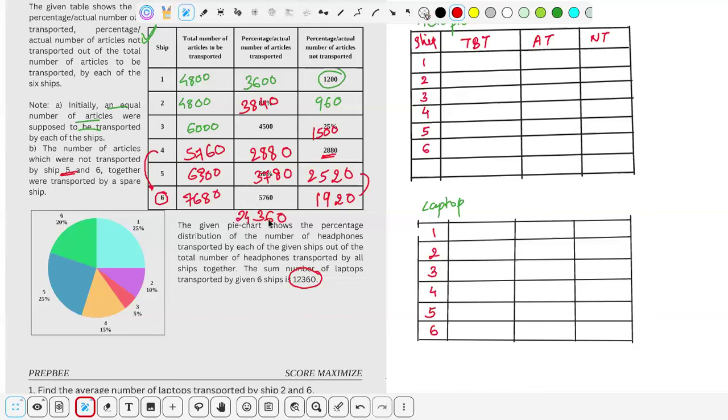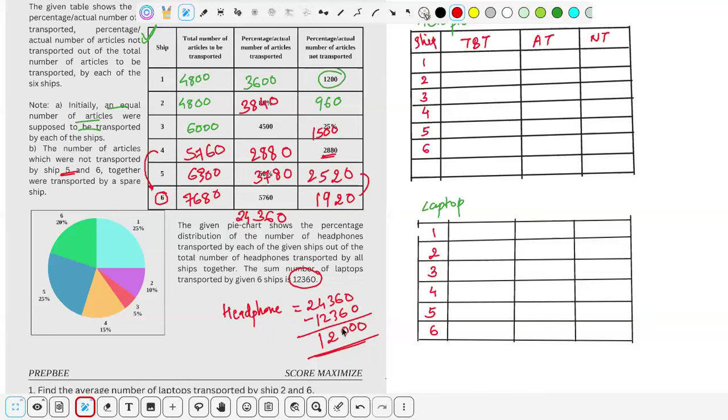Okay, so total is 24360. And if I subtract it from here, तो headphones की अगर मैं बात करूँ तो ये headphones है, this should be nothing but 24360 minus 12360. This 0, यहाँ भी 0, यहाँ भी 0, and this is 12. So 12,000 is the total number of headphones which are transported.